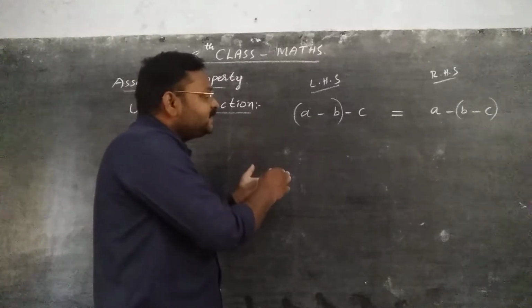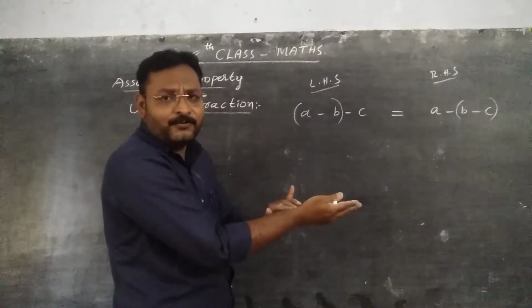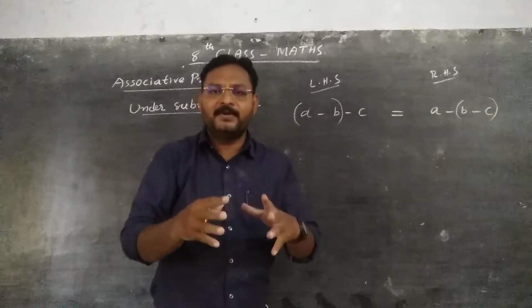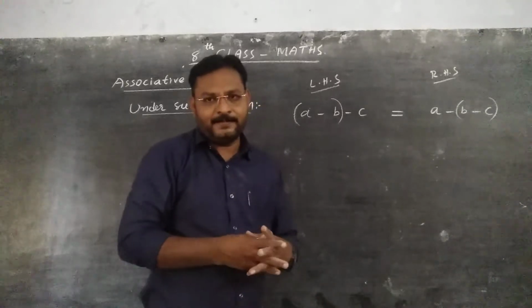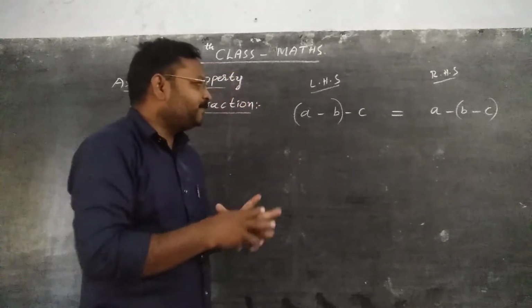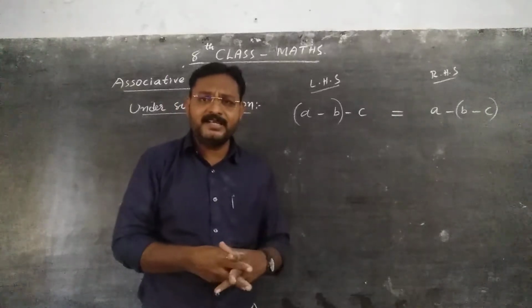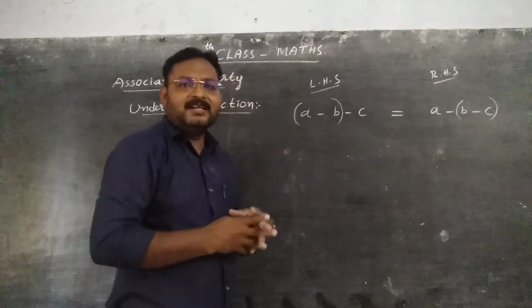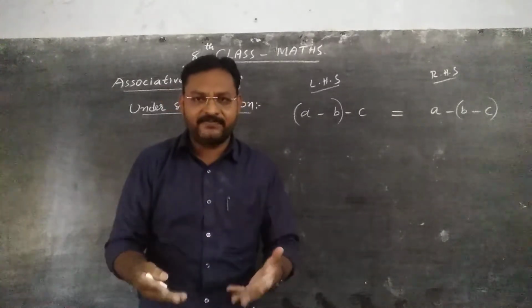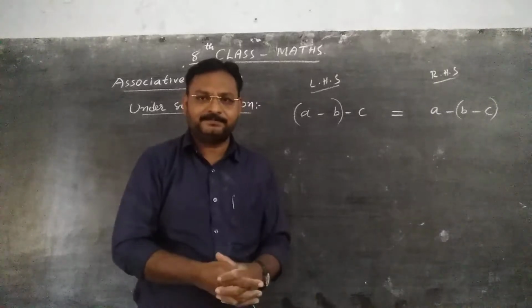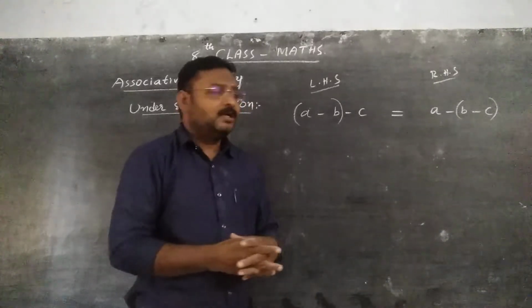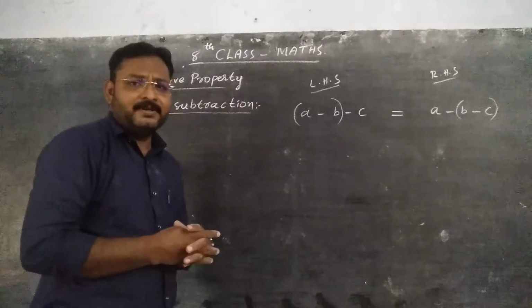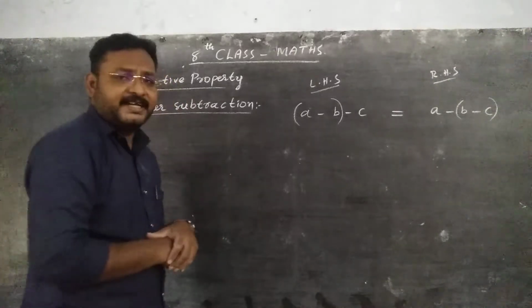So, if the LHS value and RHS value are both equal, then the associative property is satisfied. What is LHS? (A minus B) minus C. And what is RHS? A minus (B minus C). If both are equal, then the associative property is satisfied. Otherwise, not. Now let us see whether it is satisfied or not, by using an example.